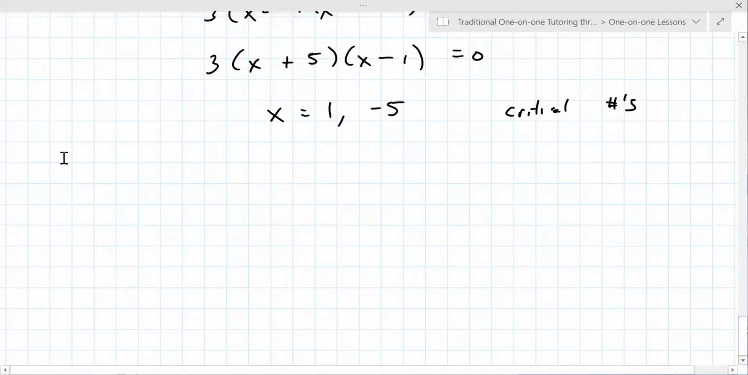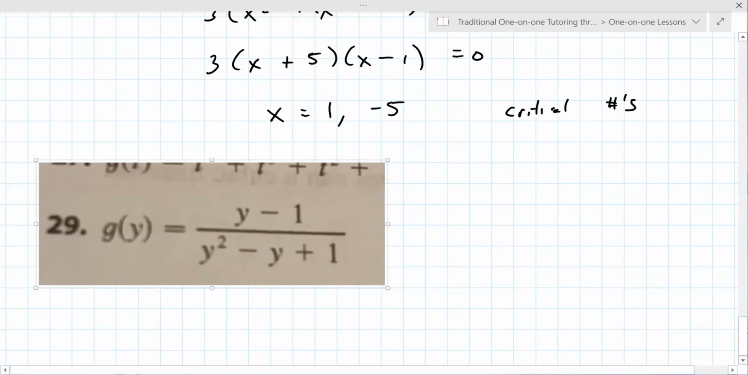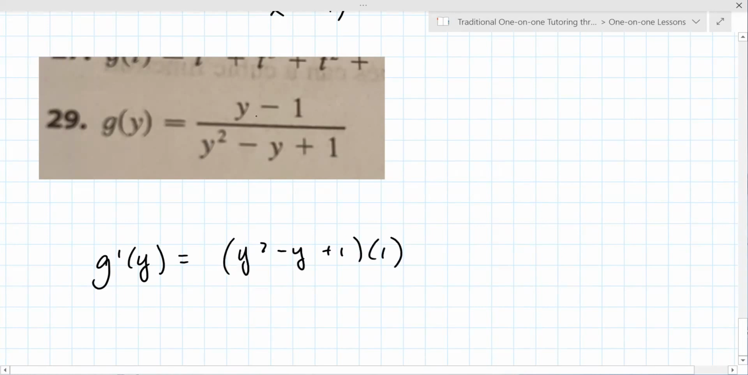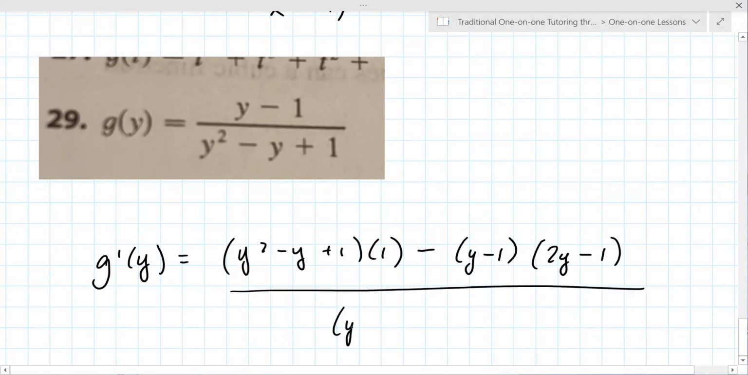So 29 is reinforcing your quotient rule. G prime of y equals, okay, so it's bottom times derivative of the top. Derivative of the top is 1, minus the top times the derivative of the bottom, which is 2y minus 1, all over the bottom squared.